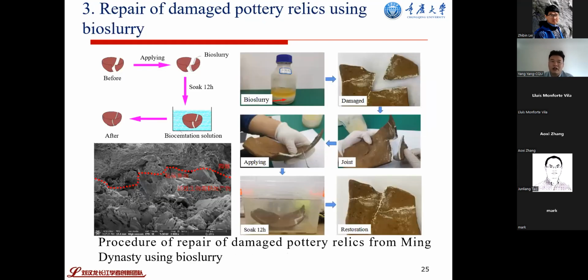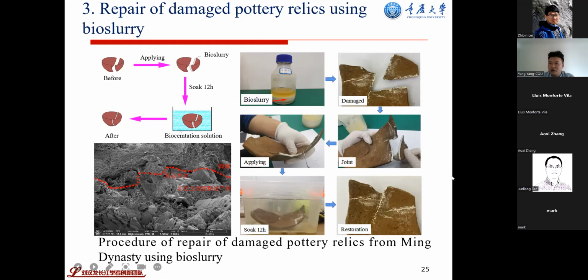This is my study: repair of damaged pottery relics using bioslurry. First, we take the damaged pottery and apply the bioslurry on the interface, and then we bond them together, put them in the cementation solution, and soak for like 12 hours. Then we get it repaired.